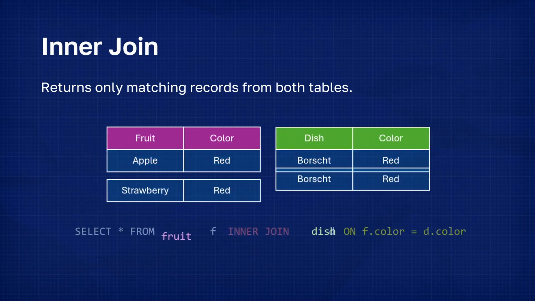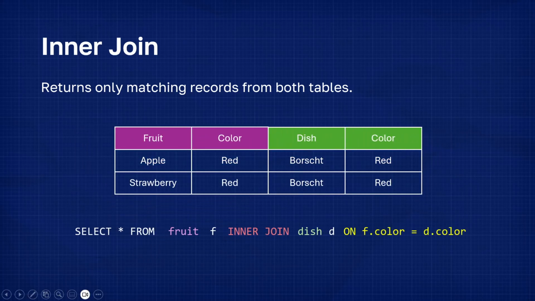Notice that apple is red, Bosch is red, so this will be one pair. Strawberry is red, Bosch is red, so this will be another pair. Notice that this will actually be 2 separate pairs. These rows will now be intertwined. That is basically your inner join.